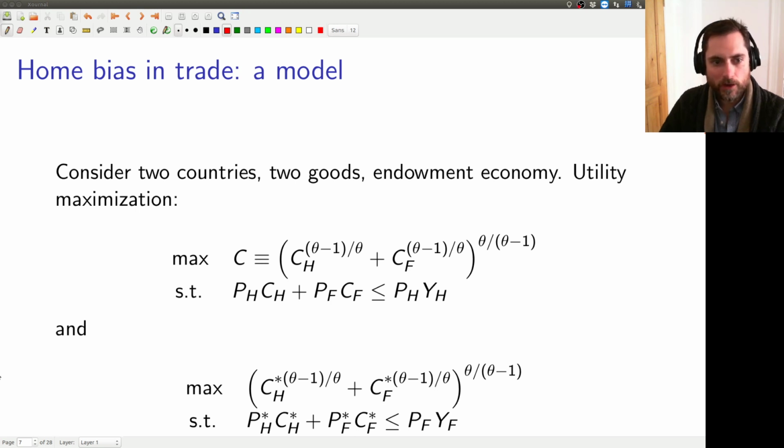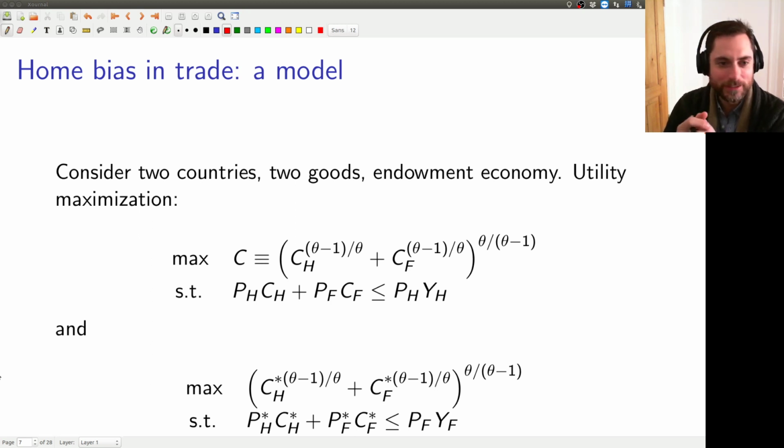All right, so the home bias trade model. I used to teach international economics, so let's talk about a trade model. In order to have a trade model, you need to have at least two countries so they can trade with each other. You need to have two goods. Why do you need to have two goods?